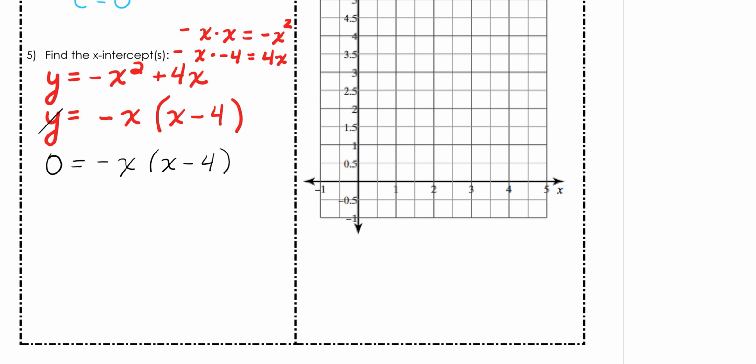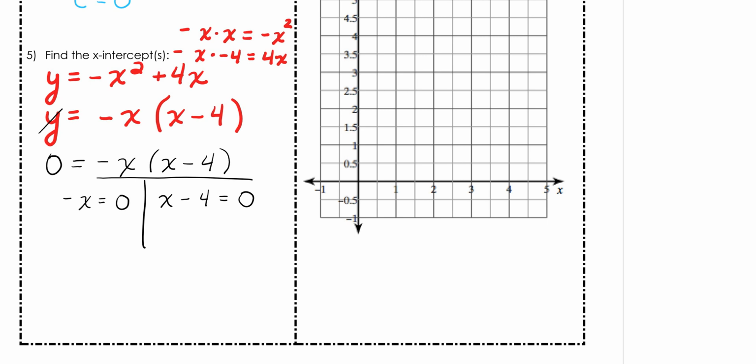Each one of these I'm going to set equal to 0. I like to call it t'ing it out, because I create a little t here. So for the left one, negative x is going to equal 0, and then x minus 4 is going to equal 0. For the one on the left, negative x equals 0.